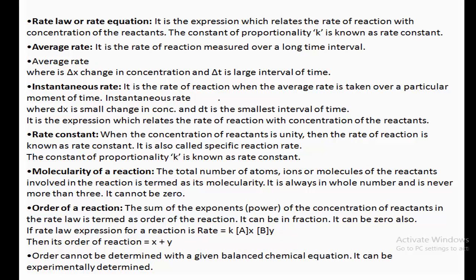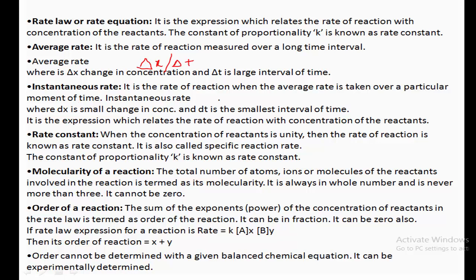Okay. So average rate is the rate of reaction measured over a long interval. Average rate, where delta x is the change in the concentration and delta t is a large interval of time. So here this average rate is given as delta x divided by delta t. Okay, so this is how we will represent the average rate.